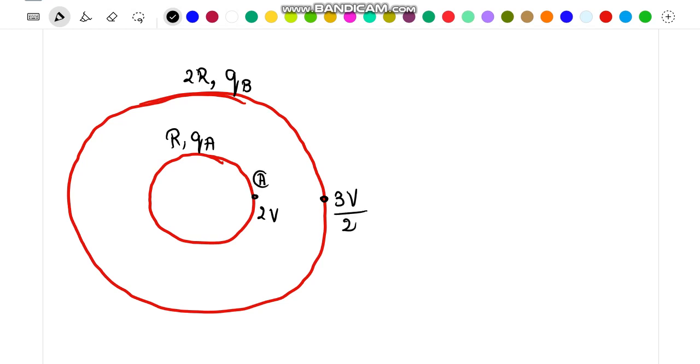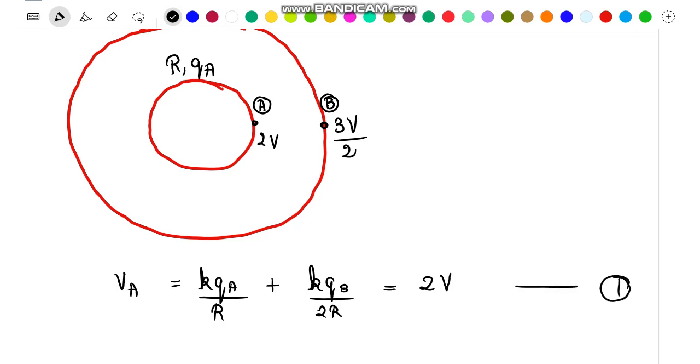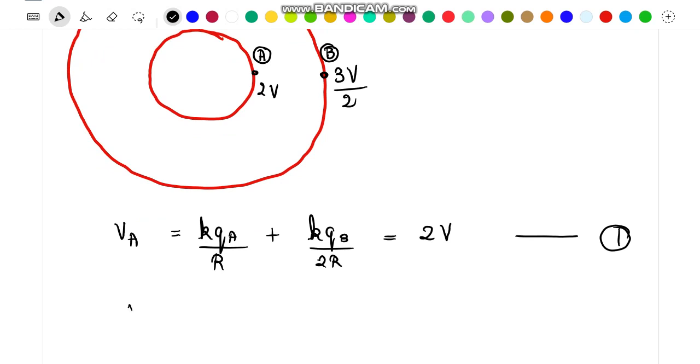So let us call these points point A and point B. We know that the potential of point A can be written as kQA by R plus kQB by 2R. And this potential is given to us in the problem as 2V. Let us call this equation 1. Similarly, for point B, the net potential due to both the spheres will be equal to kQA by 2R plus kQB by 2R, which is given to us as 3V by 2.